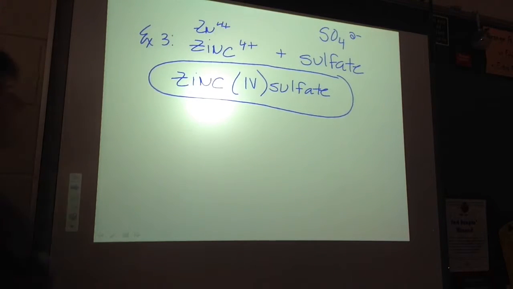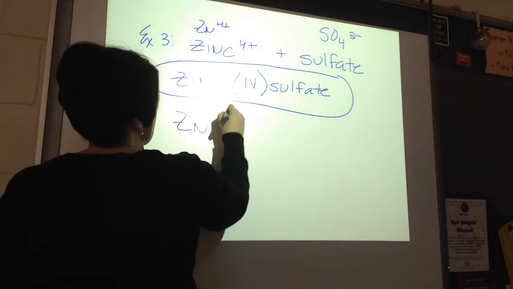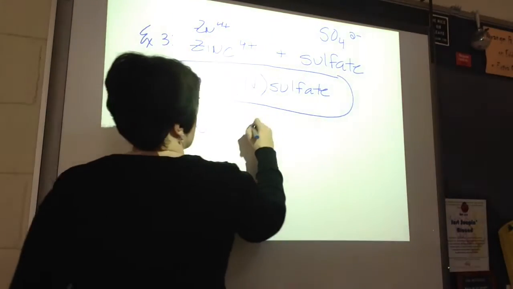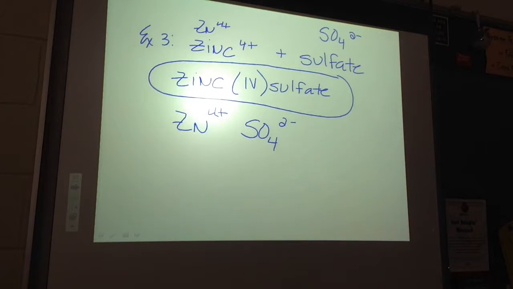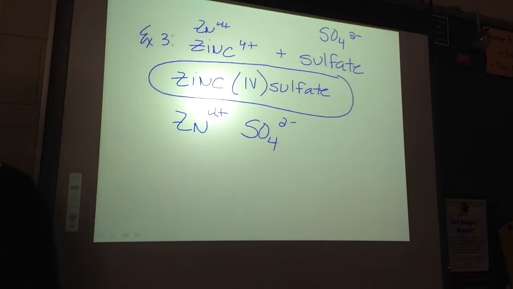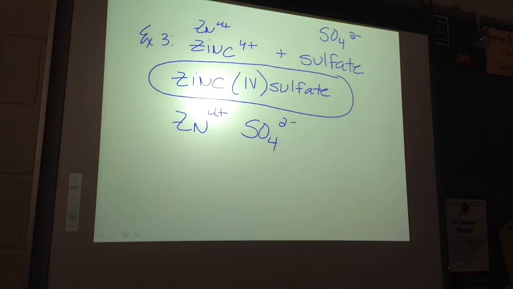Now let's do this formula. We got some zinc with a 4. We got some sulfate with a 2 minus. Now, I will say this. I don't do this, but I know that some of you think this, and it's okay. Right away, you see a 4 to 2 ratio, which is going to be a reduced ratio, correct? When we're done, we're going to have to reduce, okay?